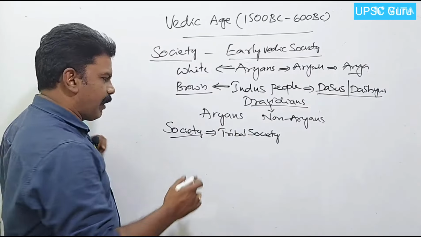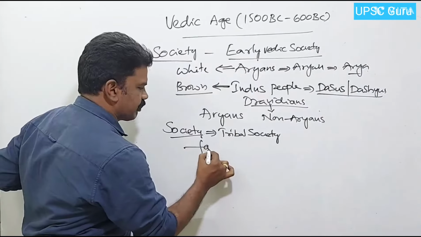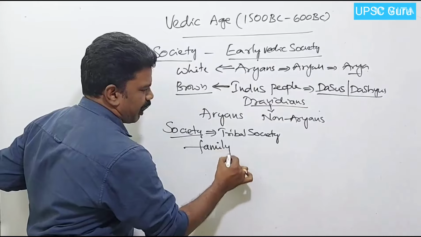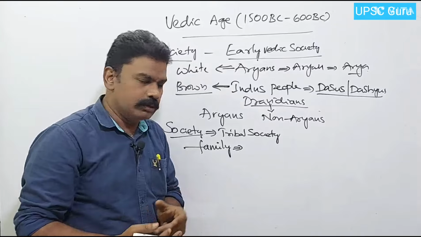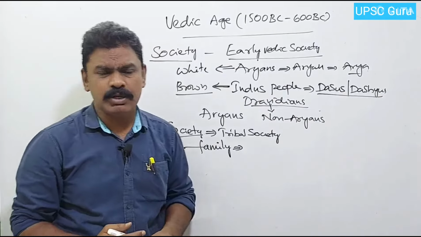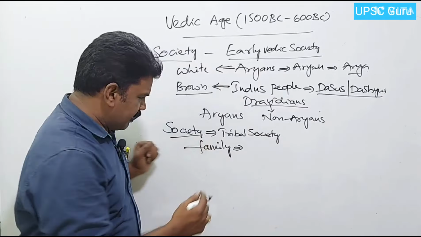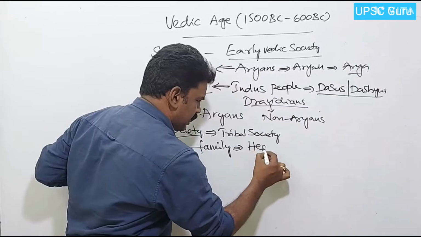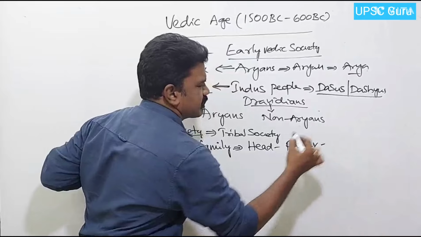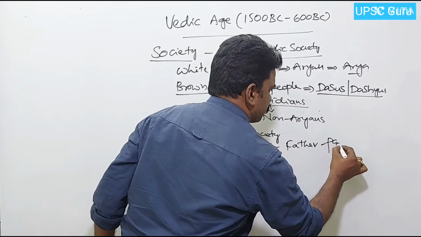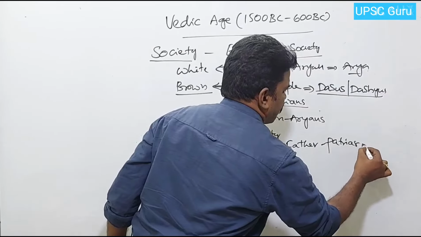Society was based on the family system. The family system existed in that period. Family is the basic unit of the society. They also followed a marriage system. The father was the head of the family. That's why this society is considered a patriarchal society.